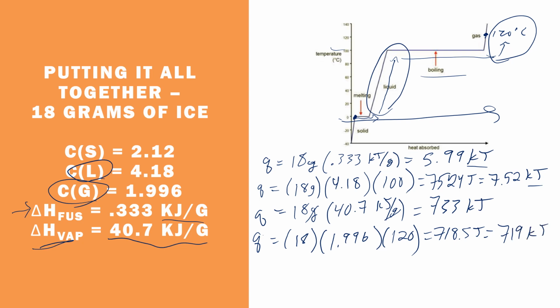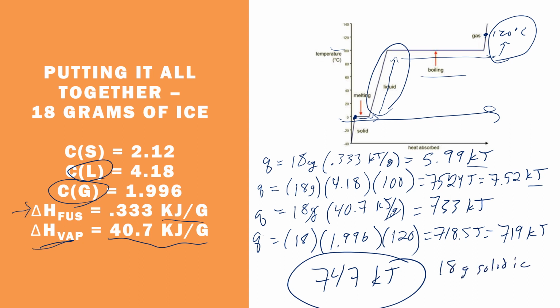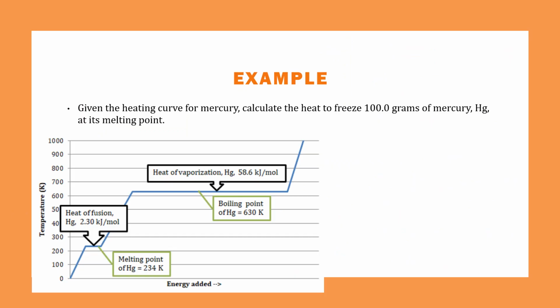Then to find the total energy for that whole process, you're just going to add them together. When you add those 4 together, you get 747 kilojoules. So that's how much energy it took to take 18 grams of solid ice and change it to steam at 120 degrees Celsius. It's a lot of kilojoules.